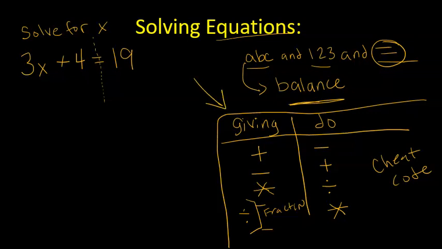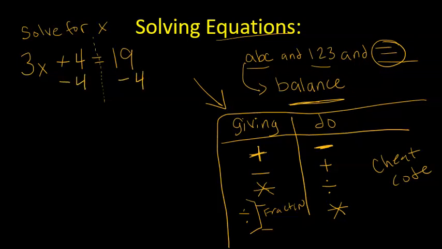So let's go ahead and start. We have to get rid of everything and keep x by itself. So let's start with 4. You could start with anything, but it's just easier to start with stuff that's not touching x, and then we mess with x at the very end. So I have a plus 4. If I look at my cheat code, it's giving me a plus, so what I'm going to do is subtract.